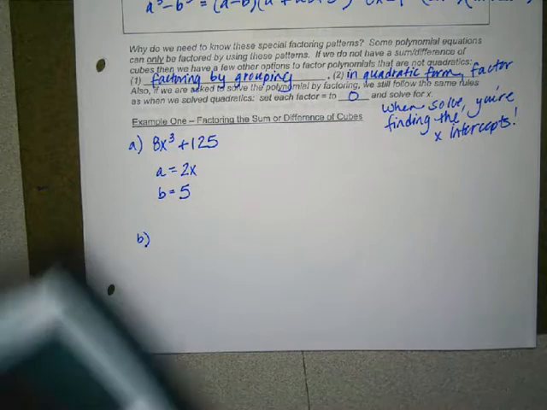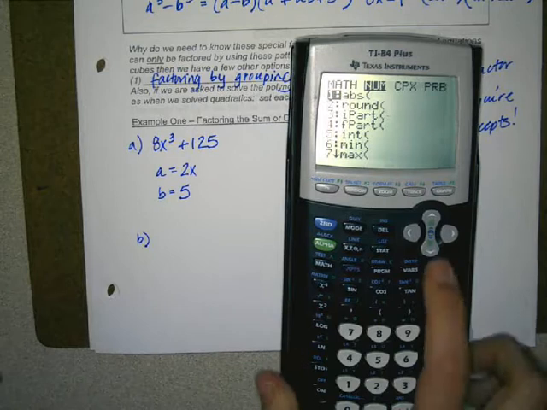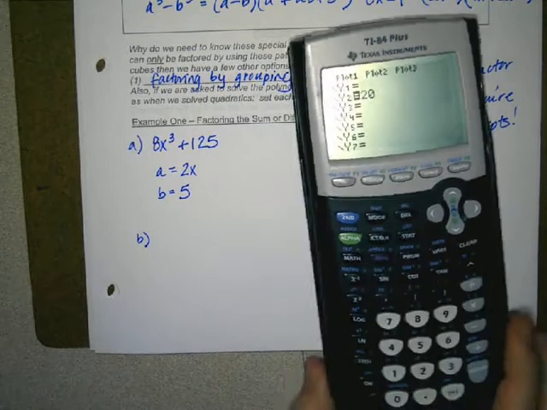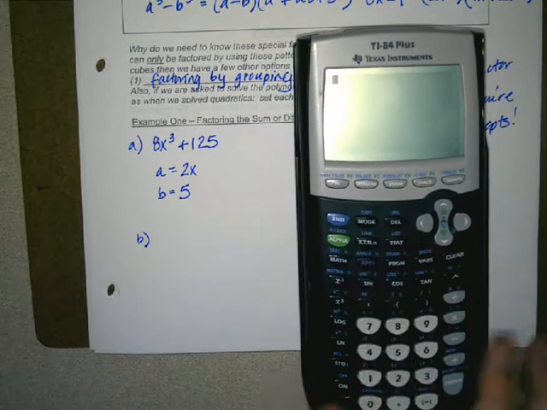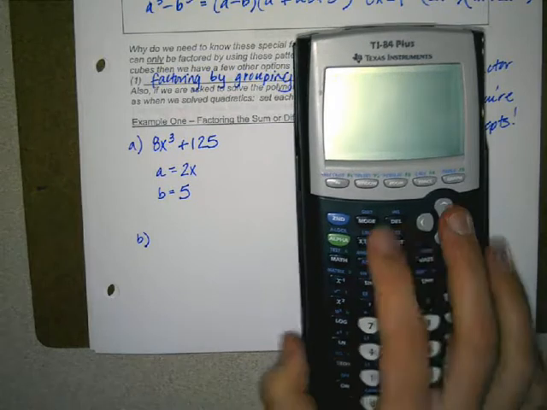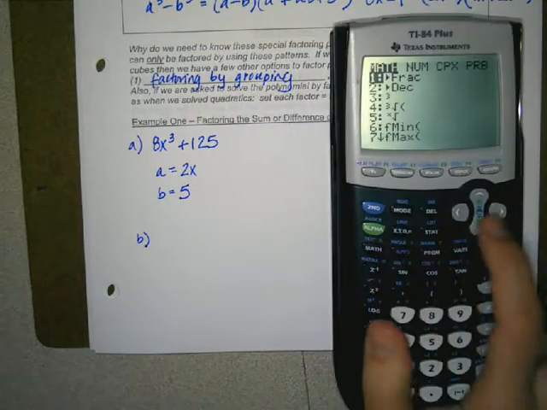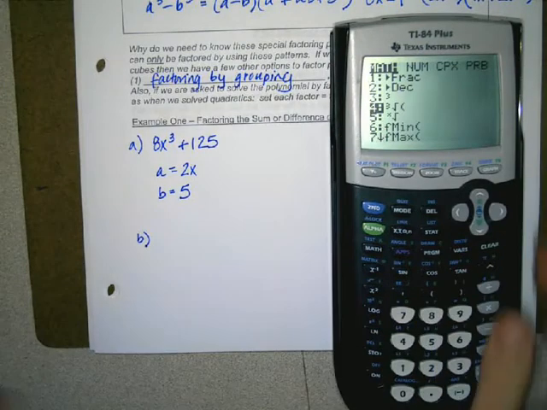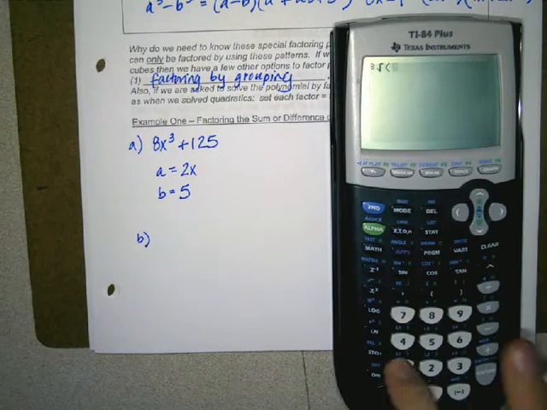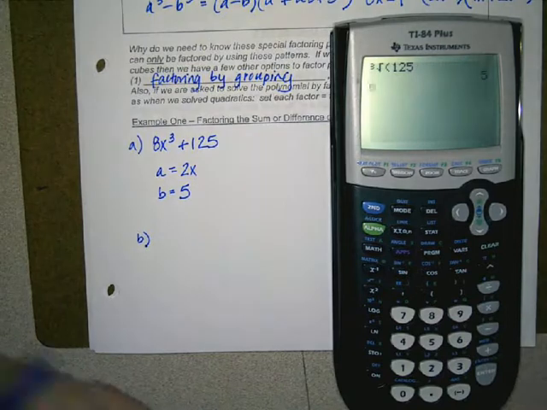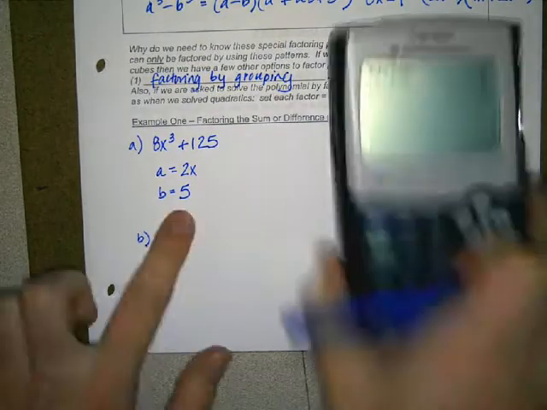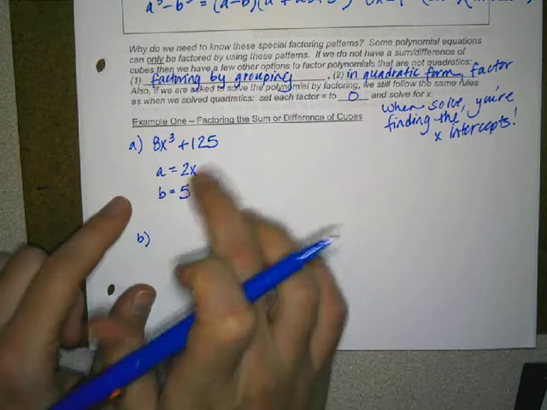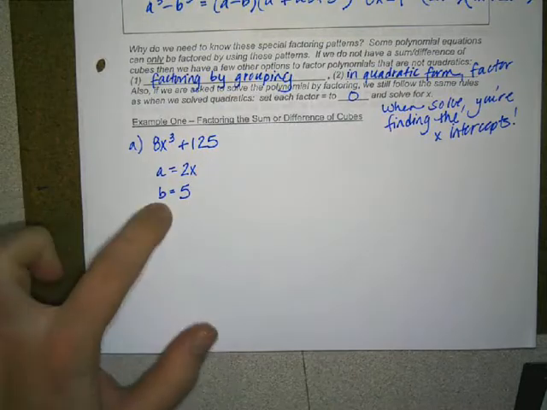So if you have a calculator, and if you go to the math button, you'll see that the 4th option is a cube root. So you could say, okay, I don't know if 125 has a cube root. You can plug it in and say, yep, it does, and it's 5. So as long as you can take the cube root of both those terms, I list those cube roots as my A and my B.